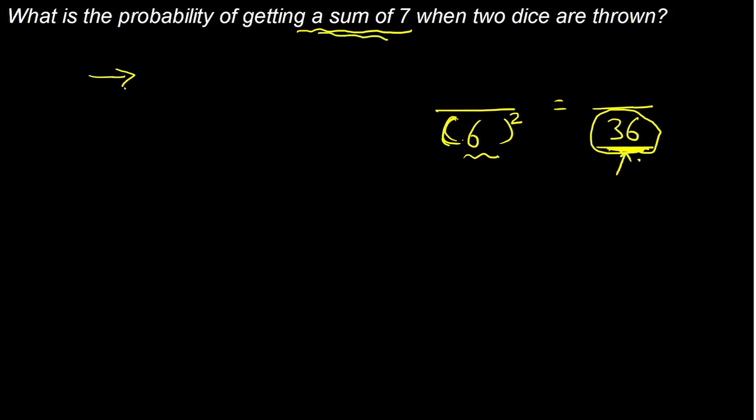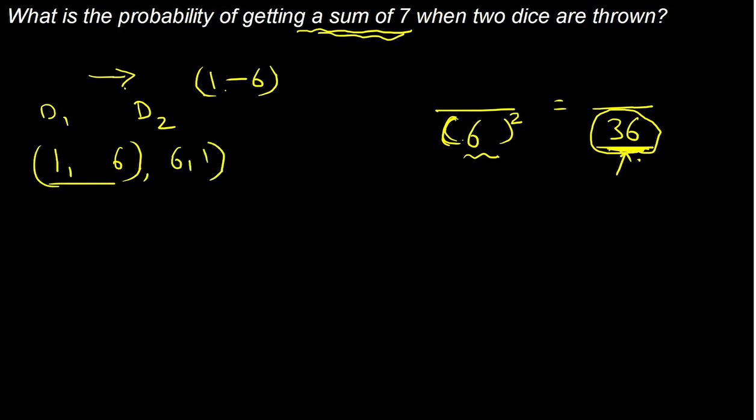Now sum of 7. So let's say this is dice 1, this is dice 2, and you want the sum of 7. What is the limit or range of the numbers? Obviously it is between 1 to 6. So let's start. If 1 is there, obviously 6 is there. So this is the first case. It could be another case, 6 1. So there are 2 cases like this.